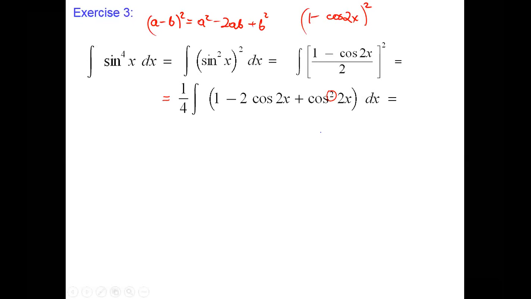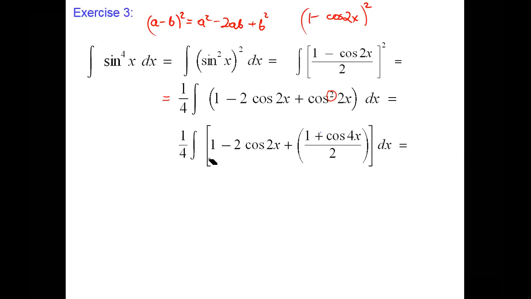That's product. But what I will do, I will use again a double half angle formula. That means I copy this, I put down this, and cosine square of 2x is defined as 1 plus cosine of, I have to double, because 2x was half, 4x, over 2. Okay, now no squares. Now I can integrate term by term.